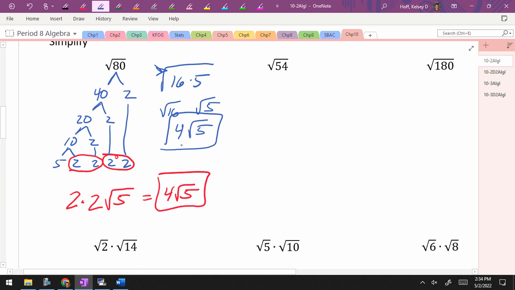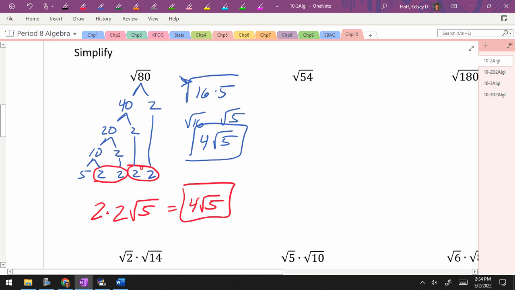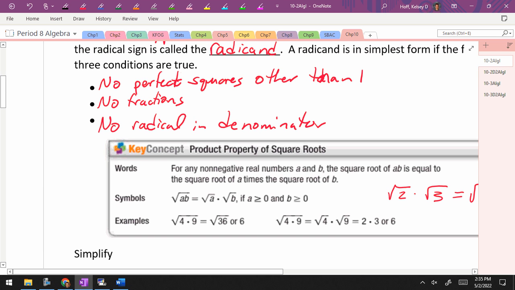If you take the square root of 80 in your calculator, what do you get? 8.94427491. Now type 4 times the square root of 5. And I know this is simplified because 5 doesn't have any perfect squares other than 1. It's not a fraction, and there's not a radical in the denominator. What do you mean by perfect square? Is that like 16? 16 is a perfect square.